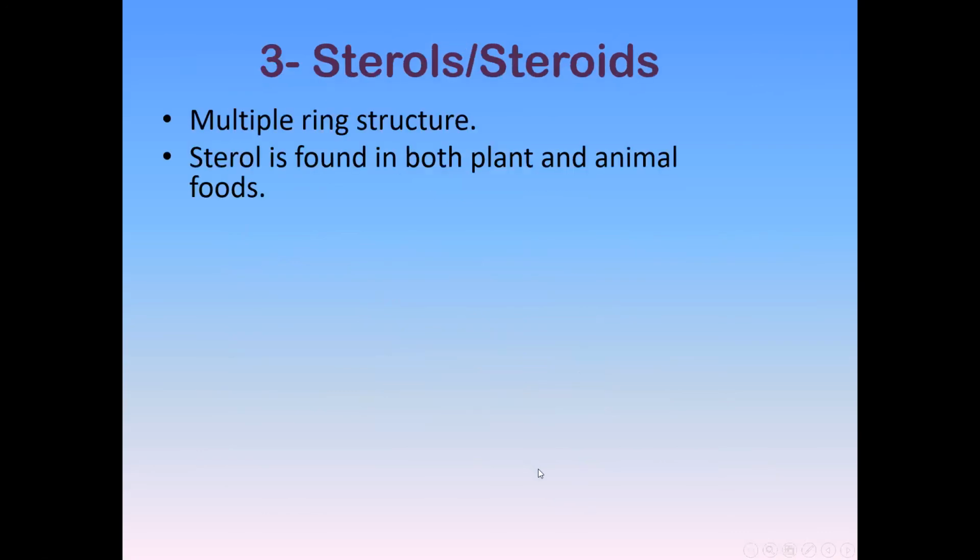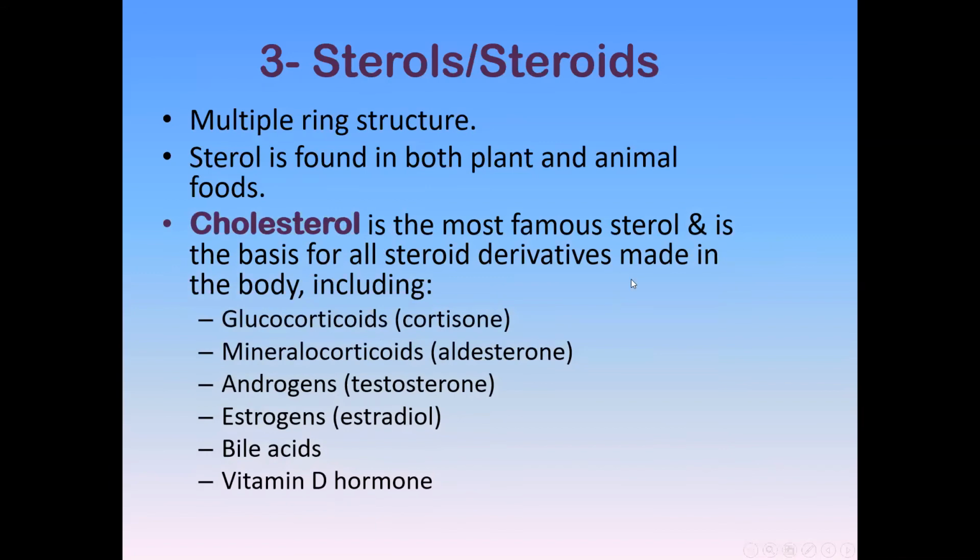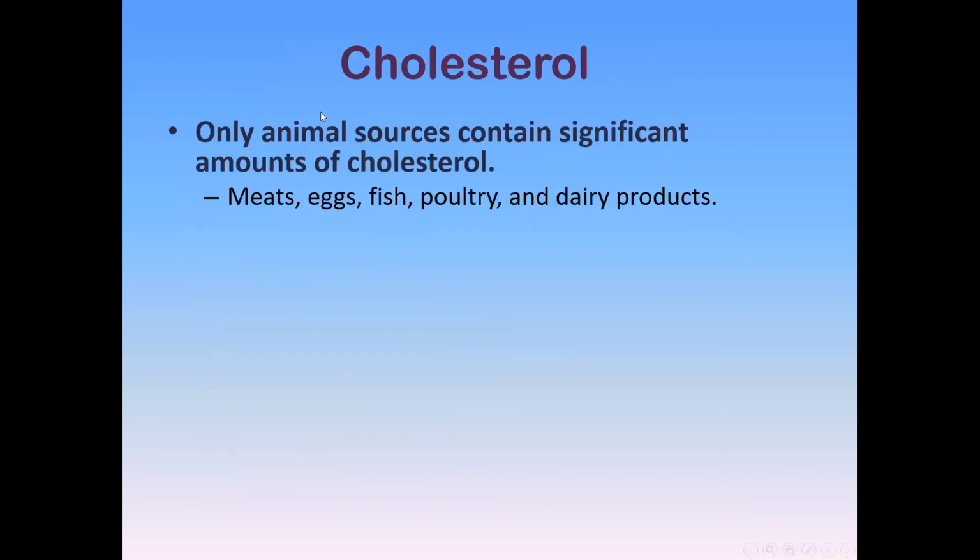Now, for the sterols, there are plant sterols and steroids. Plant sterols are found in both plant and animal food, but we are mainly focusing on the plant. Cholesterol is the most famous steroid, and it's the basis for all the steroid derivatives made in our body, like glucocorticoids, like cortisone, mineralocorticoids, the androgens, the estrogens, bile acids, and vitamin D hormone, which are all made of cholesterol. So cholesterol belongs to the sterols or steroids family.